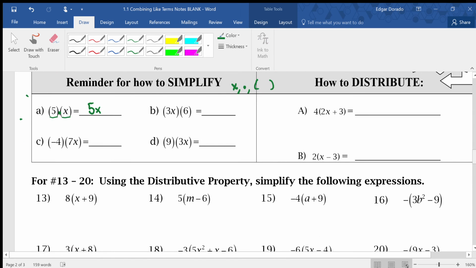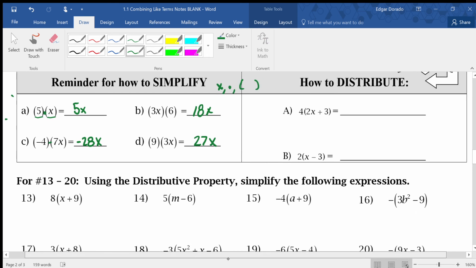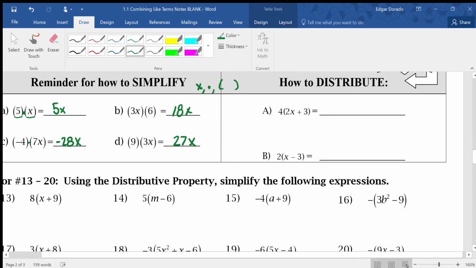Same thing here. There's a little dot here between those two parentheses. Negative 4 times 7, that's a negative 28. But we have an x, so I have to write that one down. Same thing here. 3 times x times 6, well, the 3 and the 6 can multiply, so that's an 18, and then finally, I have my x. And then finally, 9 times 3, that's 27, with an x at the end. So again, that's what we do to simplify this, to actually multiply them out.